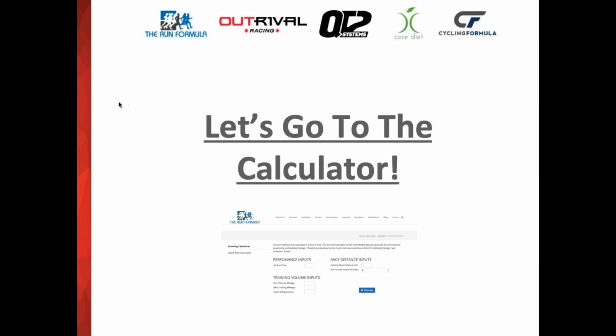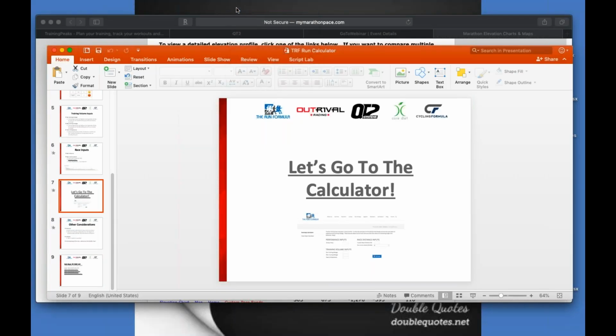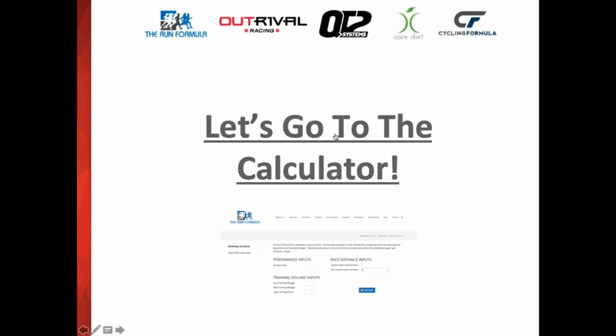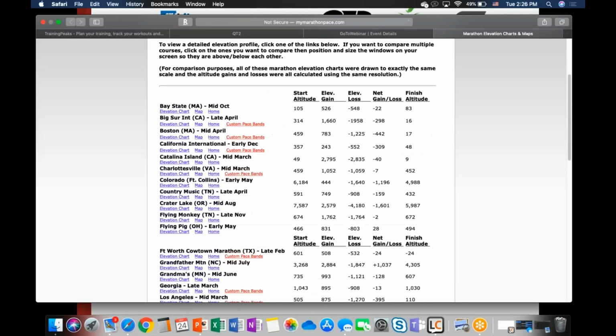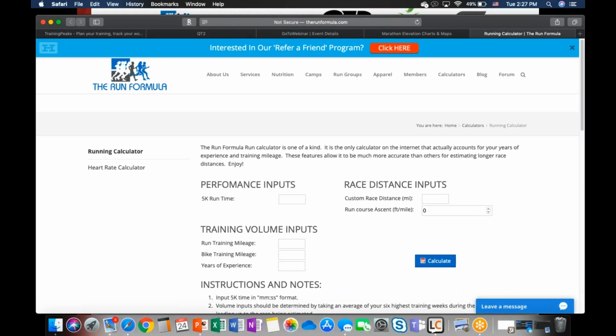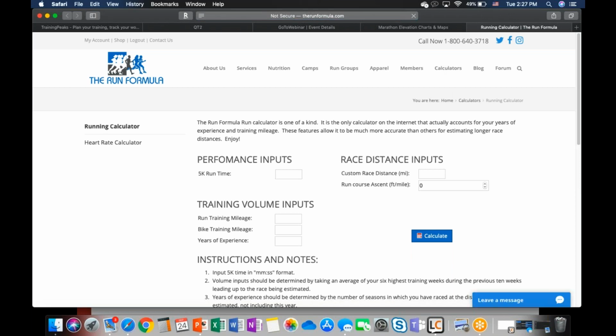Okay, so let's actually go to the calculator. Let's actually go to the calculator and play around with the numbers, and let me show you what I've been talking about here. Okay, so this is what the calculator looks like. It just lives on the Run Formula website. So it's just therunformula.com, and then you go down here to calculators and to running calculator. And here's all the inputs that we were just talking about.